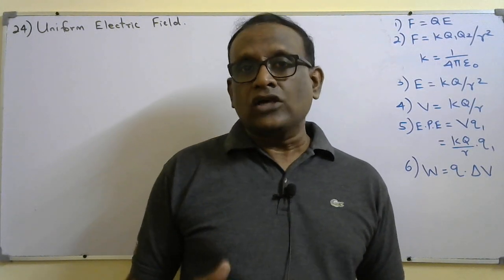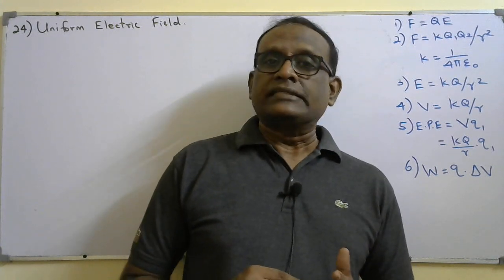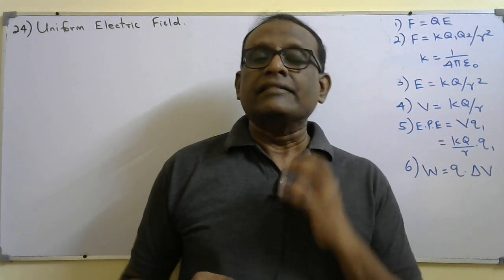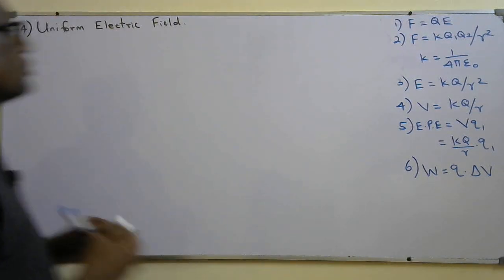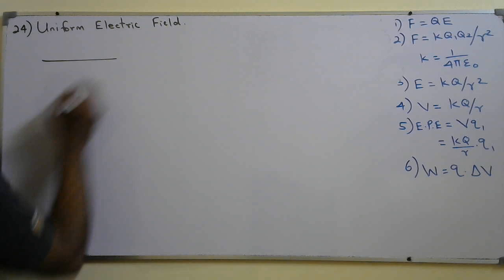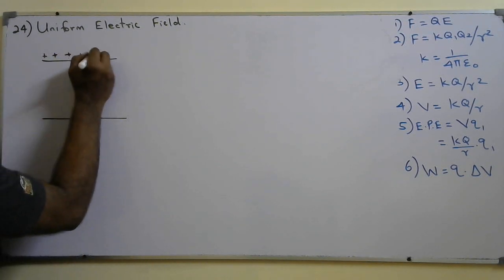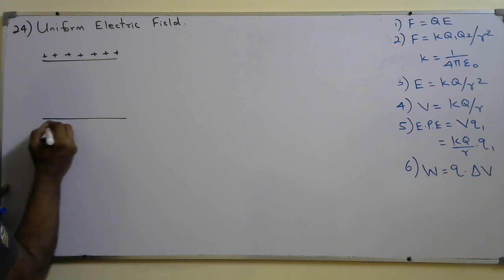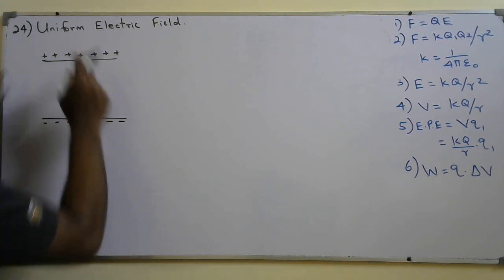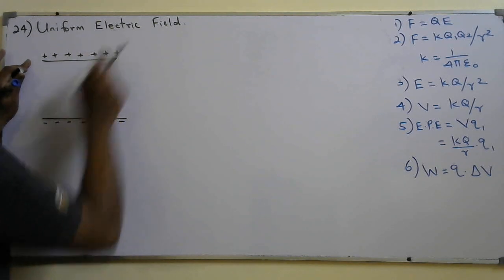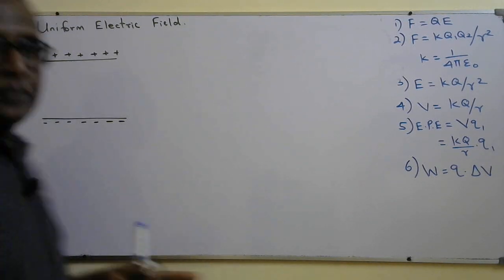Practically, how can we obtain a uniform electric field? A uniform electric field can be obtained in the region between oppositely charged parallel plates. So for example, there are parallel metal plates. This is positively charged, and this has the same magnitude of negative charge, on the opposite side. So 1, 2, 3, 4, 5, 6, 7. So the same magnitude of charges but on opposite sides.